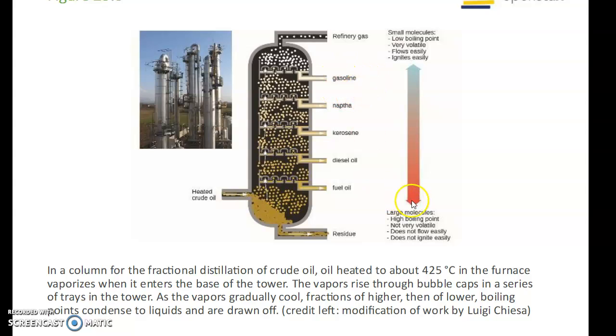Okay, so the lower part here is large molecules, high boiling points. They're not very volatile. They don't flow very easily, as you know how tar is down here. And then up here you have the very low boiling points, very volatile, flow easily, ignite easier. Now, as a matter of fact, some of these right here are refinery gas, and they just burn those as soon as they come out. Many times they don't even try to recover them.